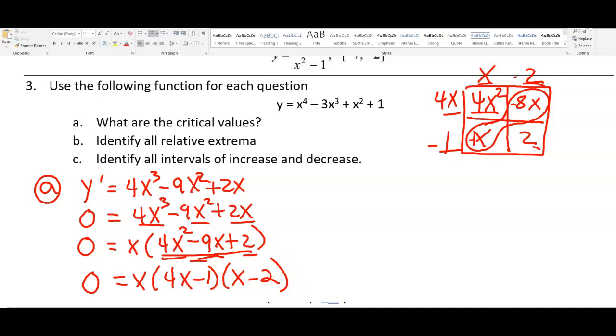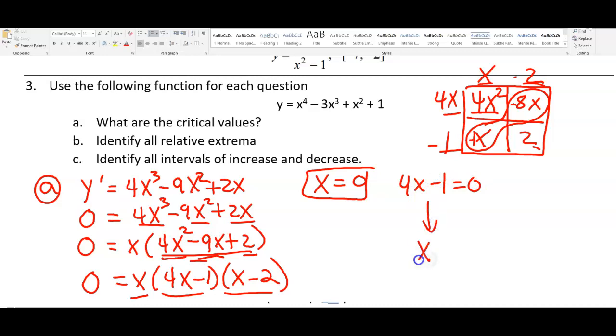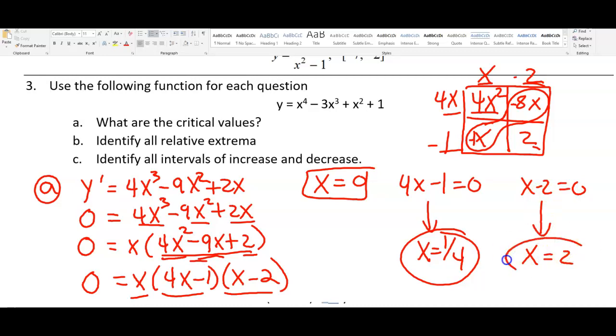Okay. The next thing we're going to do is set each one of those factors, all three of them, equal to 0. So x equals 0, that's one of my critical values. 4x minus 1 will give me another critical value. If you solve that, you should end up with 1/4. And then lastly, we have x minus 2. Setting that equal to 0 gives us 2. So we end up with 3 critical values on this problem. Okay?